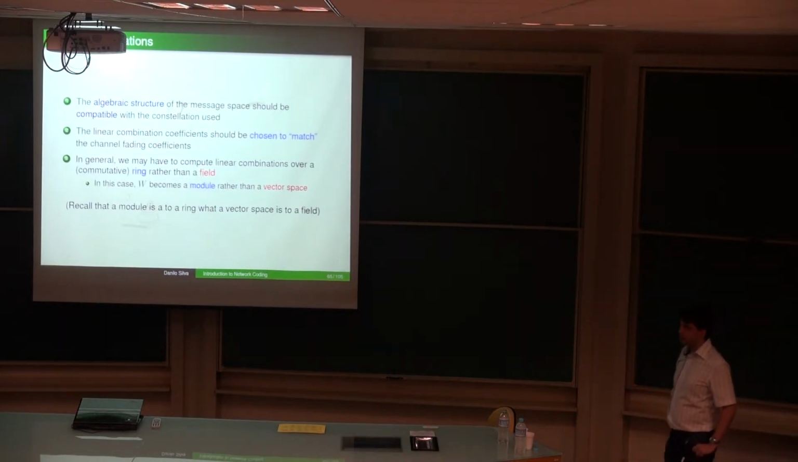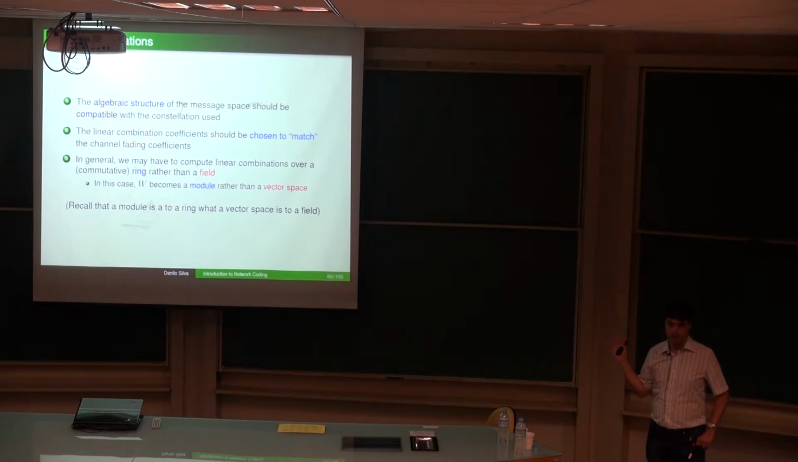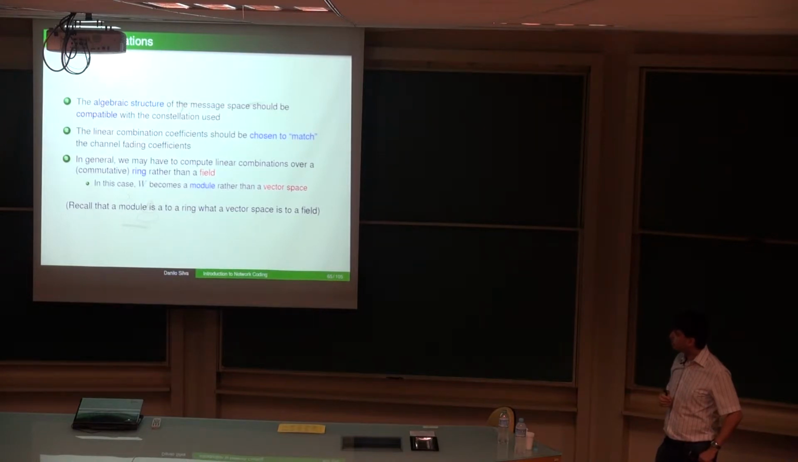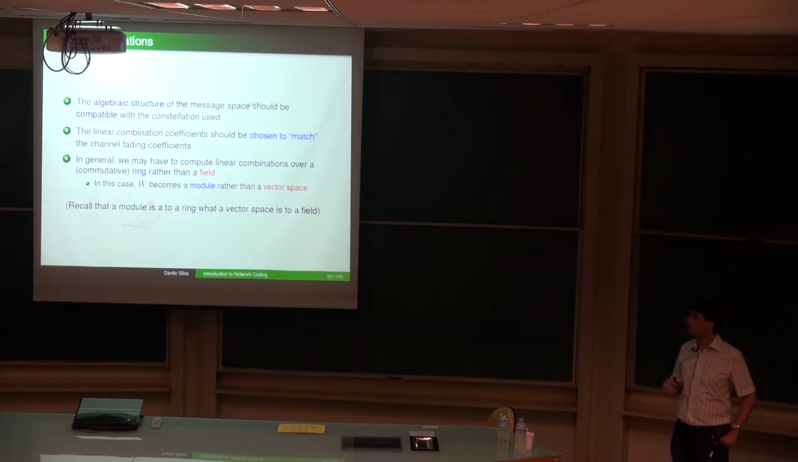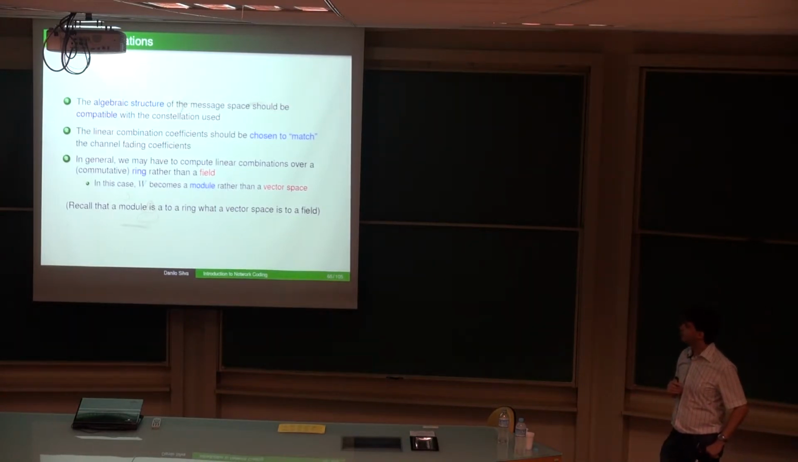So some observations that we can draw from this example. First of all, the algebraic structure of the message space should not be arbitrarily chosen. Right? It should be compatible with the constellation used. That's one thing we notice. Another thing we notice is that the linear combination coefficients should be chosen to match what the channel is providing to you. And moreover, in general, we may have to use linear combinations over some ring rather than a field. Sometimes we get more structure by using such a ring.